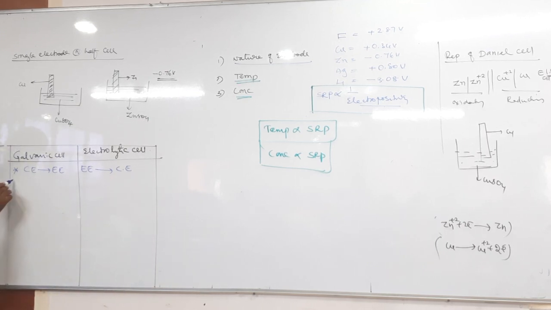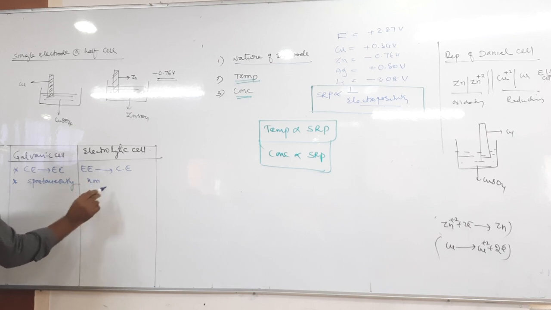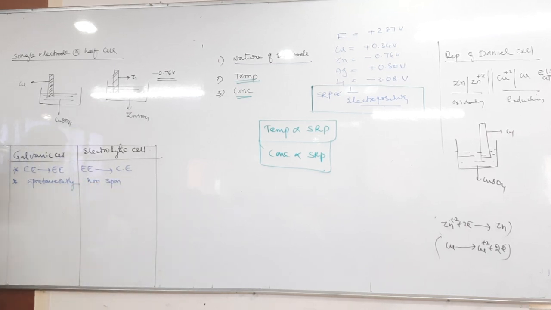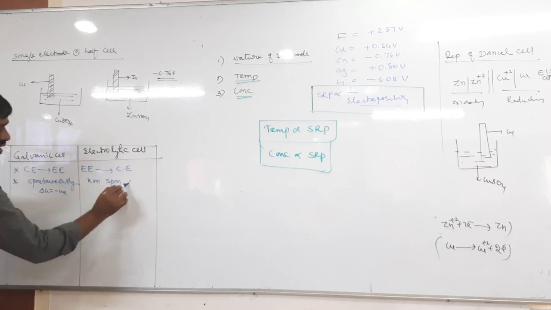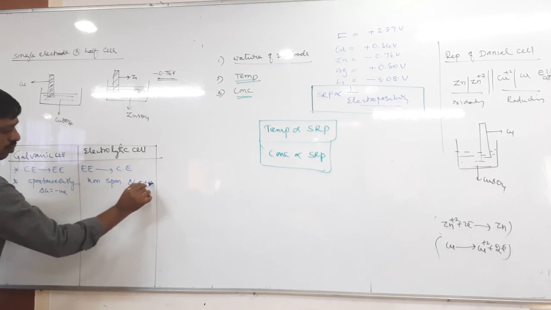Right? Next, what about spontaneity? Among galvanic cell and electrolytic cell, where are the reactions spontaneous? Here it takes place spontaneously. So the reaction takes place spontaneously here, and here the reaction takes place non-spontaneously. So here delta G is negative, and here delta G is positive.